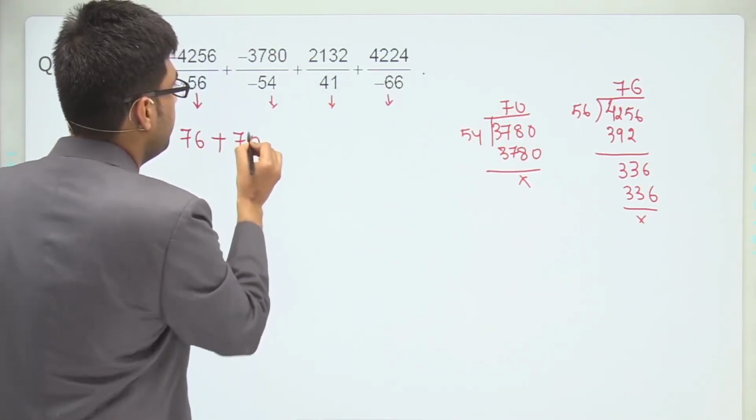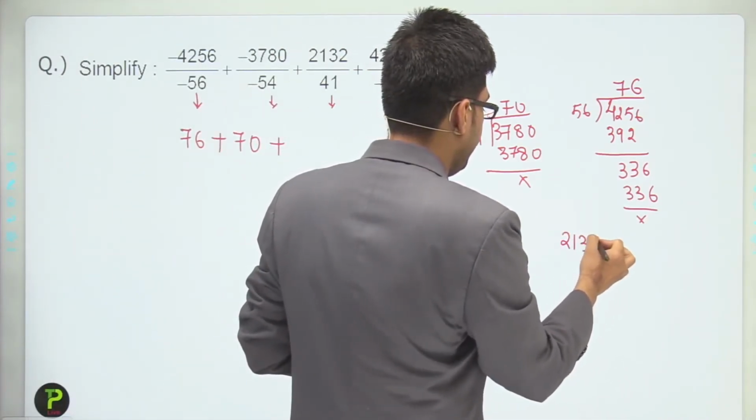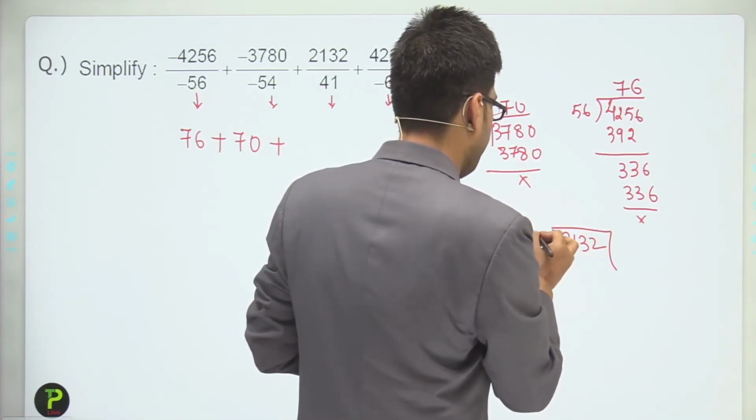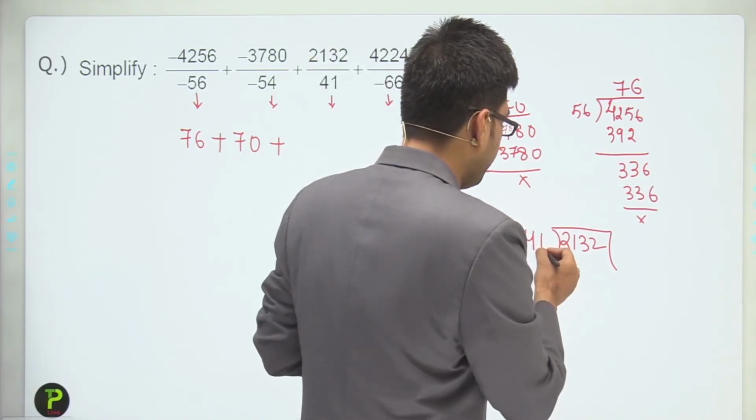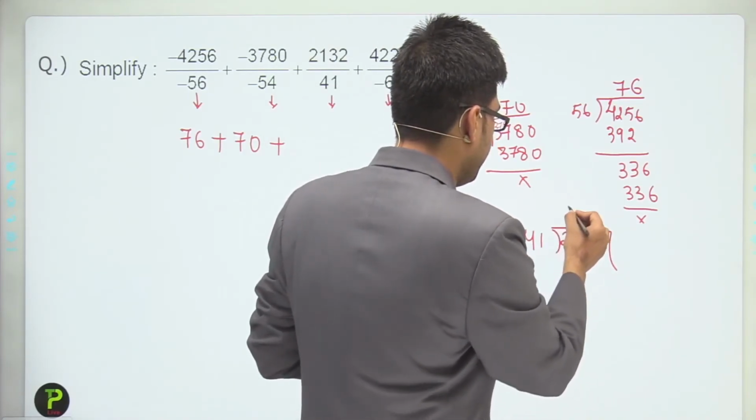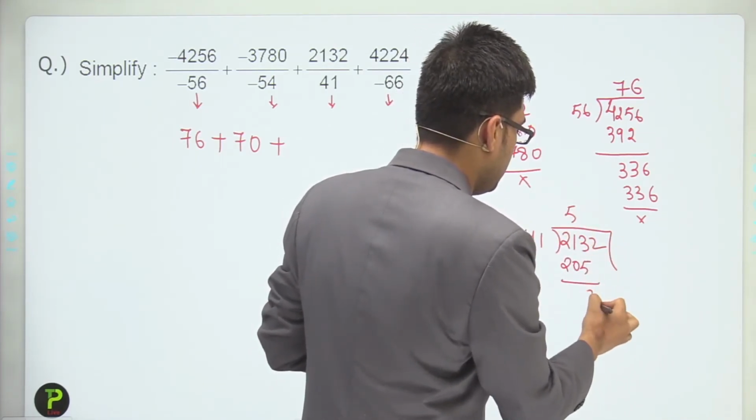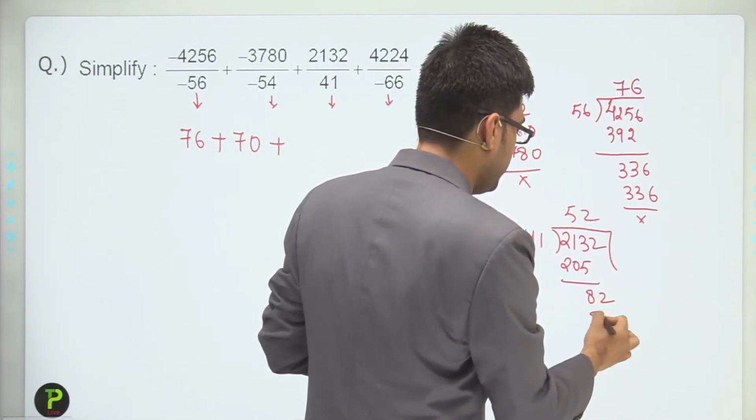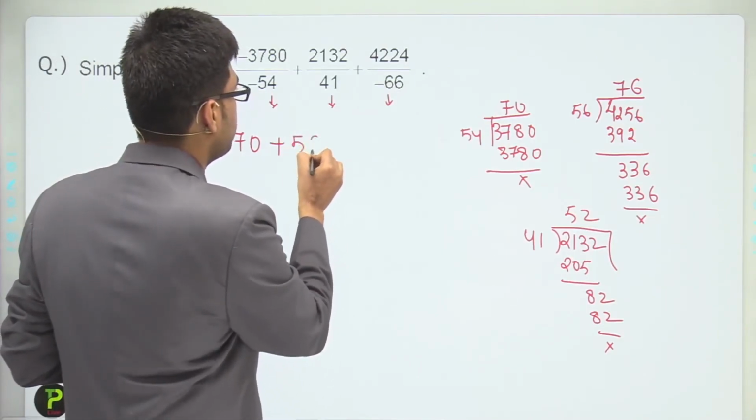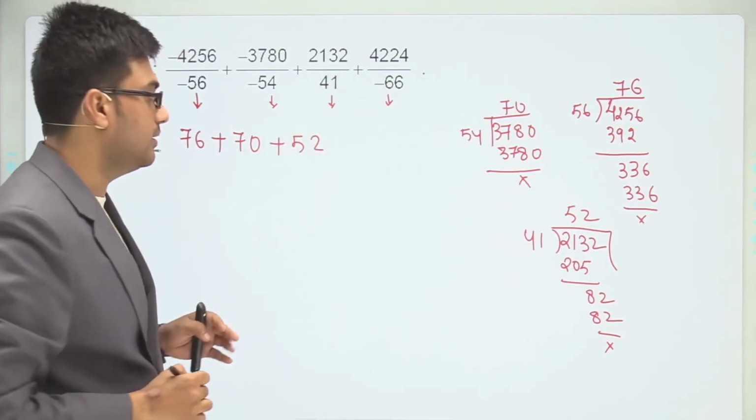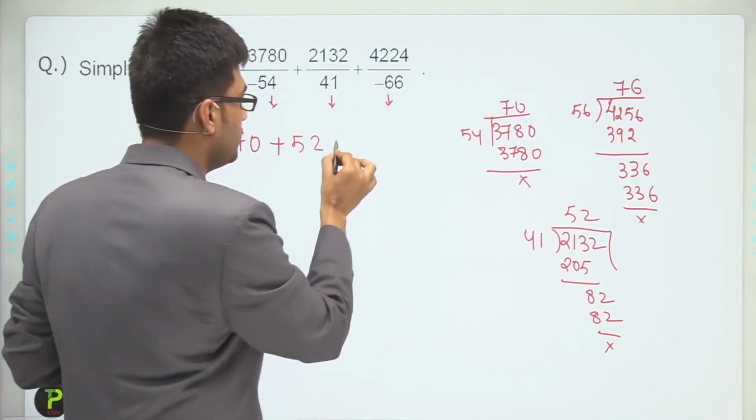So this is plus 70. Students, now let's divide 2132 by 41. Clear? So we can divide this by 5 times. 5 times it is 5 and 20. So let's divide it by 5 times. So 205, it is 8, 2. Now let's divide it by 2 times. Clear? So this is 52. Here again the signs are the same, so we have to put a positive sign. Now here the signs are different for the dividend and divisor, so the quotient should be negative.